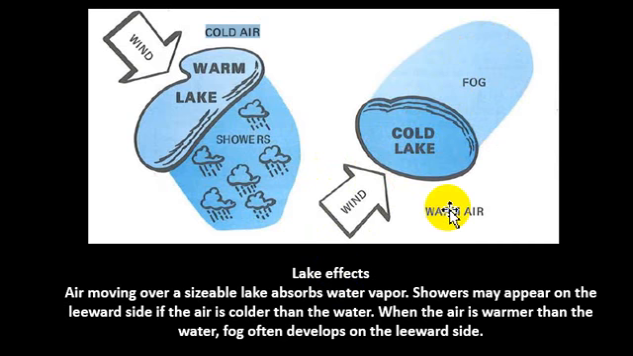So, air moving over a sizable lake absorbs water vapor. Showers may appear on the leeward side if the air is colder than the water. When the air is warmer than the water, fog often develops on the leeward side.